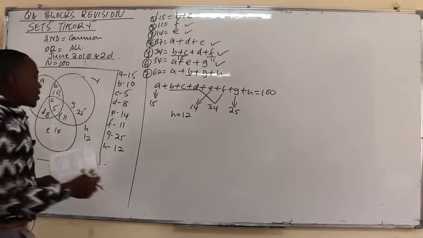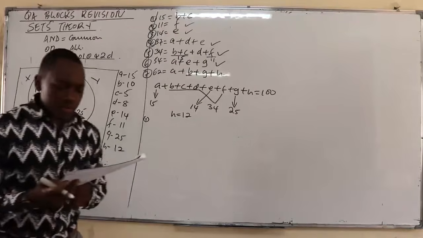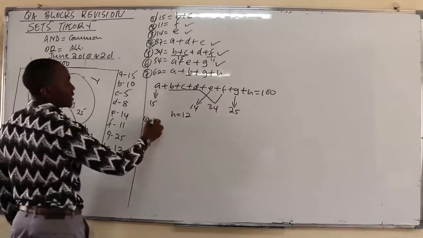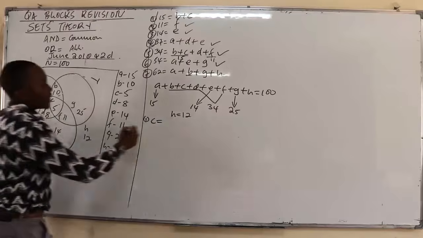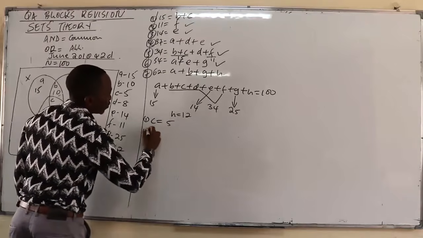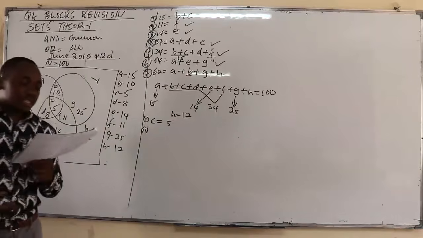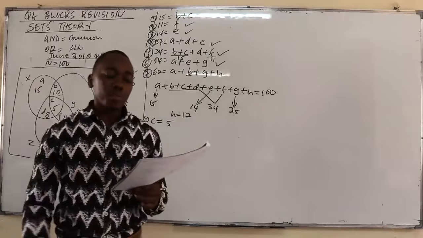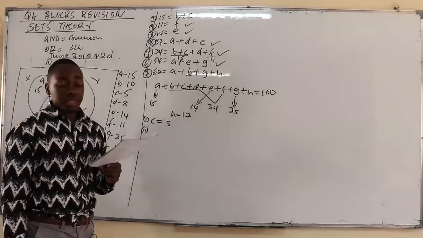So let's go to the required number 1. The number of voters that were in favor of all the 3 candidates, that's C. C is 5. Number 2: assuming that a candidate who gets more than 50% of the votes is elected unopposed, determine the candidate, if any, that was elected unopposed.